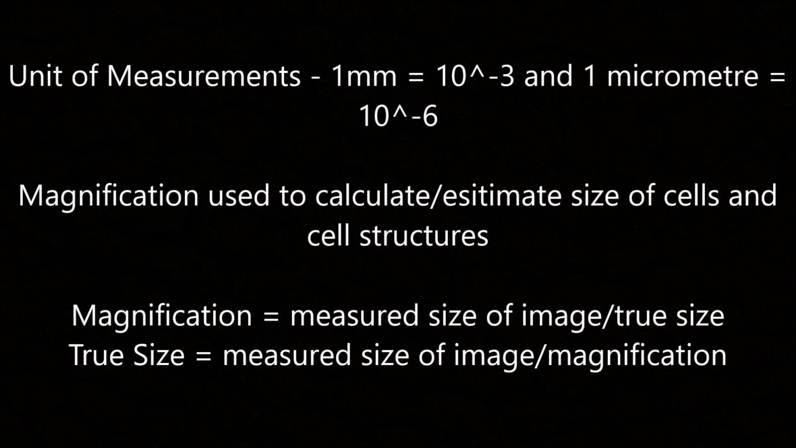The unit of measurement: 1 millimeter is equal to 10 to the minus 3 meters, and 1 micrometer is equal to 10 to the minus 6 meters. Magnification is used to calculate or estimate the size of cells and cell structures. Magnification can be calculated as the measured size of the image divided by the true size, and true size is the measured size of the image divided by magnification.